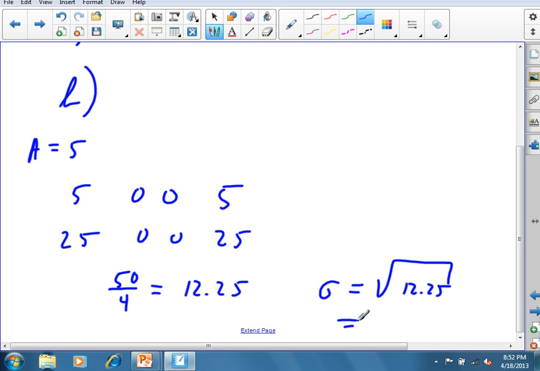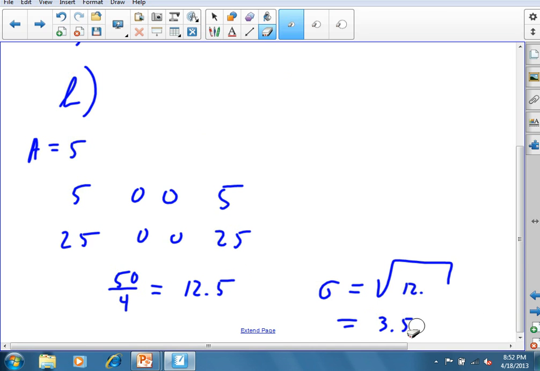It would seem like I should be able to do that in my head, right? I mean, really, 3.5? It's 12.5. Oh, it's not 3.25? 3.5? Which, of course, makes this answer wrong over here. Now I got to do it all over again. The square root of 12.5.